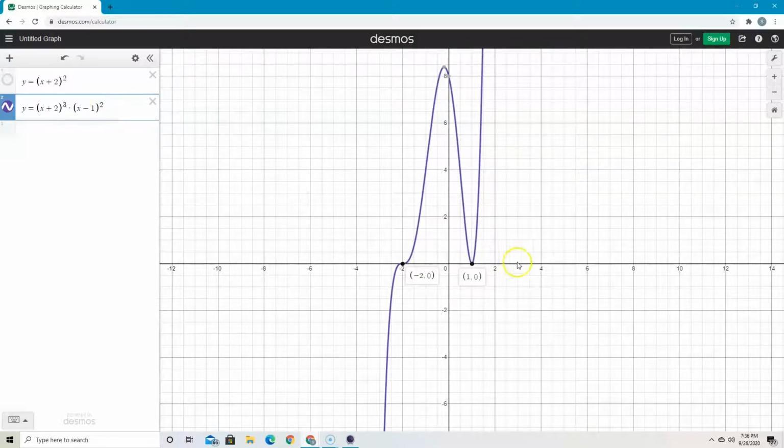And its even multiplicity means it's going to come and touch the x-axis at x equals, in this case, 1, but it's going to turn around. And notice it turns around. So, odd multiplicity, even multiplicity. Okay, so let's go on.